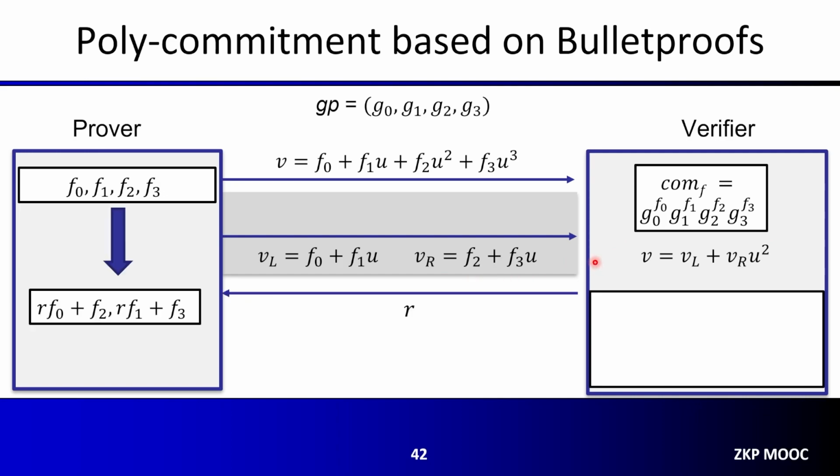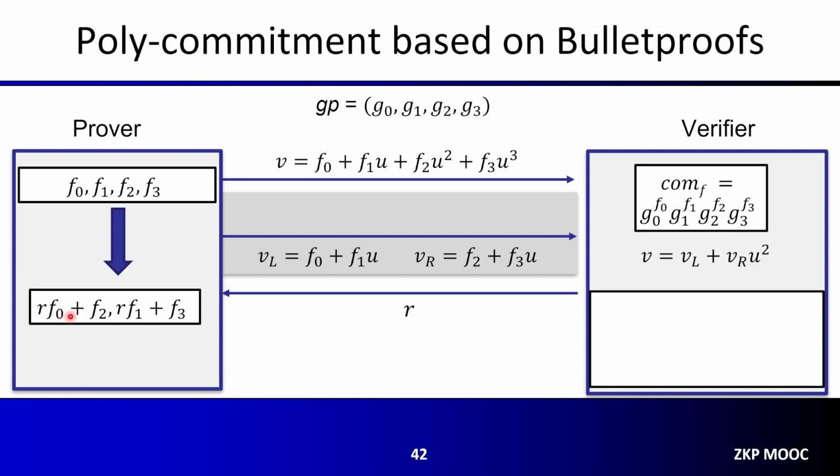After that, another quite common approach to reduce the original polynomial to a new polynomial of only half of the size is through random linear combination. So now we have two parts of the polynomial, first half and second half. Then the verifier picks a random number r and sends it to the prover, and the prover is going to combine these two polynomials by multiplying r times the first half plus the second half. And the result of that is this new polynomial of only two elements.